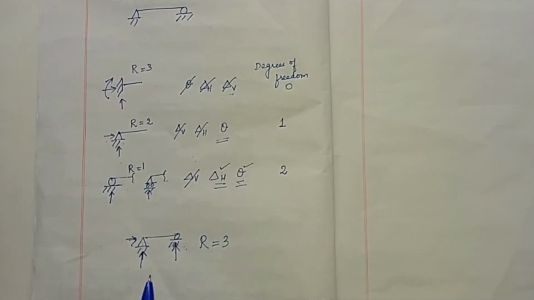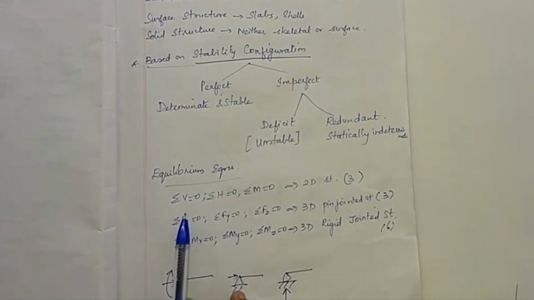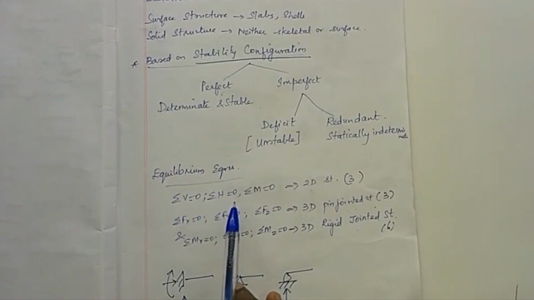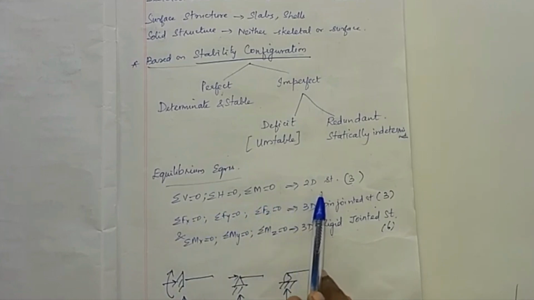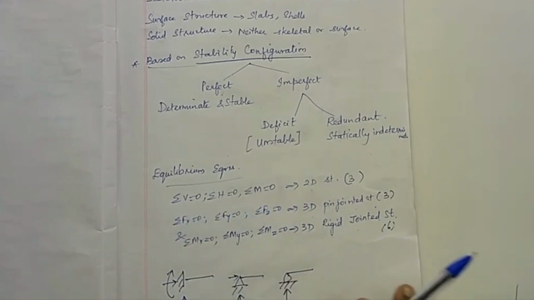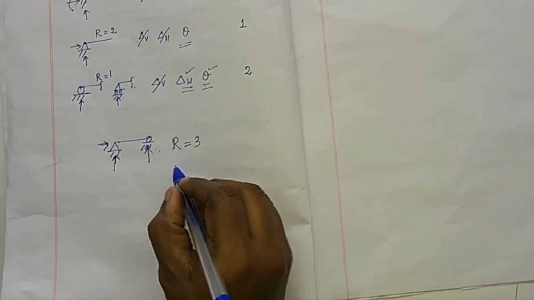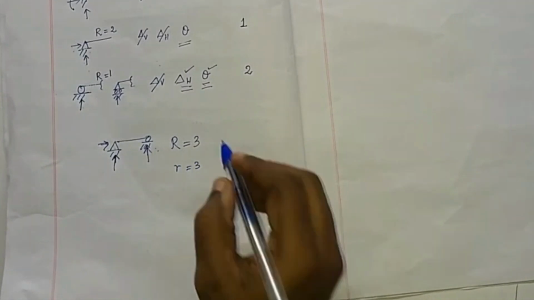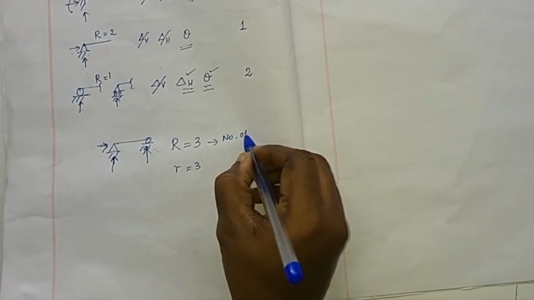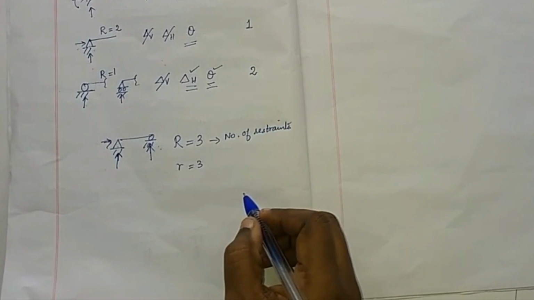Now this structure is a two-dimensional structure. So we know for a two-dimensional structure, sigma V is 0, sigma H is 0 and sigma M is 0 are the three equilibrium equations for any two-dimensional structure. With these we can find the other unknowns at the support. So now coming to the problem. We have equilibrium equations. Let me take small r as 3. Capital R is the number of restraints or the redundants at the support.